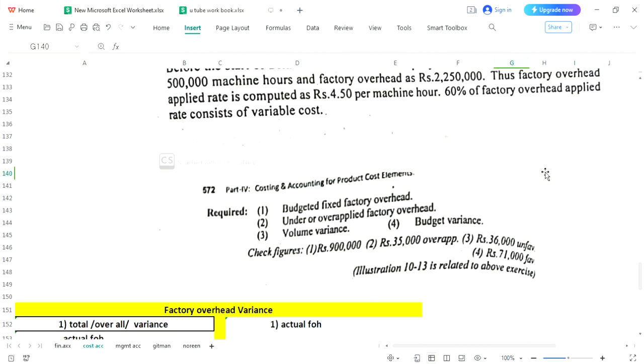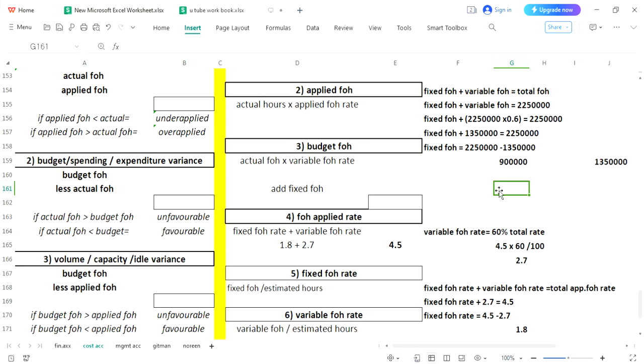Go to your question. Look here, the first requirement was budgeted fixed FH and the first answer is 9 lakh. So 9 lakh you have calculated, and it is fixed FH. So the first element has been calculated. You can see that the whole question is still vacant, and we are up to our supporting statements. You can understand how important these are.